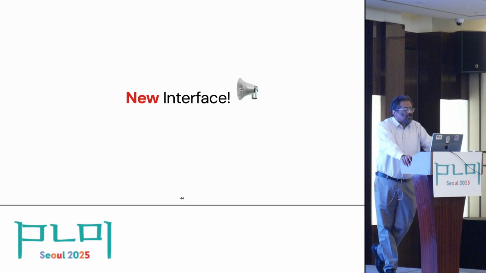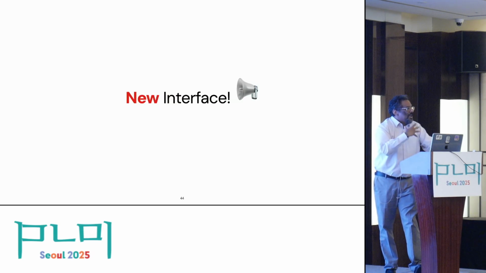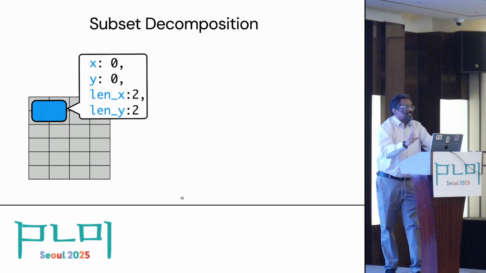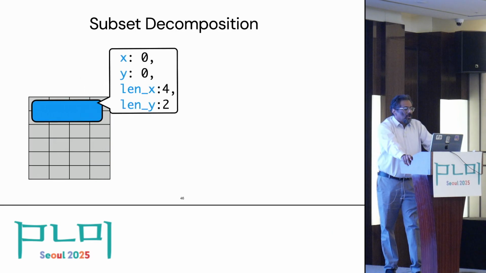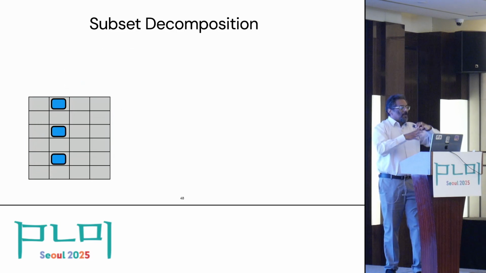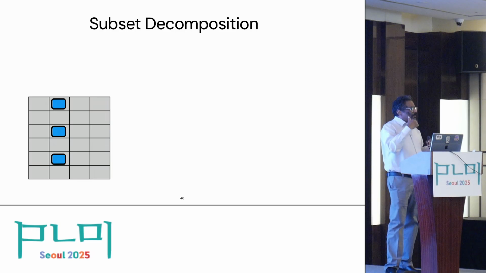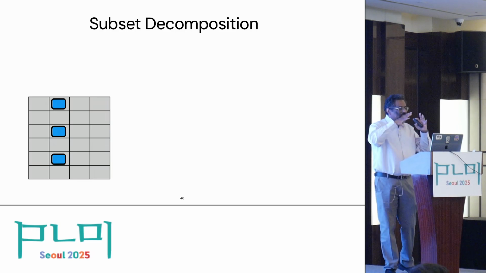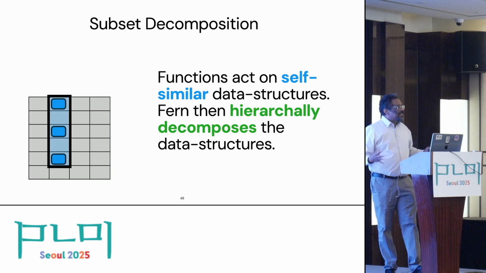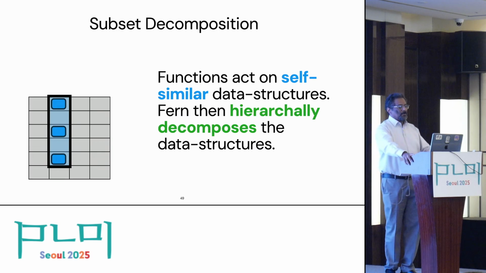Let us show a little bit of what has happened in Fern. We have to extend this function interface. The idea is I will tell you how to operate on small chunks of data. Here I can say I am doing some data starting at 0 0, length 2 2 or length 4 2, different lengths I can describe. In fact, if you have more complicated functions, because we are doing this recursively, you can do subset decompositions and come up with hierarchical decompositions to describe what is going on.